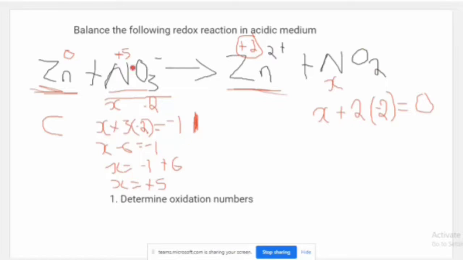Well, for this nitrate ion, it had a charge, so that's why we put -1 here. So I hope that is clear. Yeah, it is. Okay. So are we on the same page? Yes. Okay.